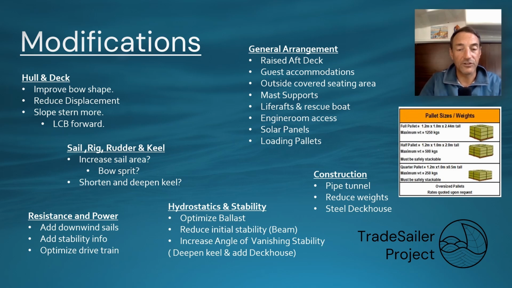Then we've got hydrostatics and stability. I want to optimize the ballast situation, so reduce the amount of ballast we need, especially in the lighter load conditions. This will also help the boat to go a bit faster when lightly loaded. Reduce initial stability, so reduce the beam. Actually, should have put it with hull and deck. And increase the angle of vanishing stability, like I said, by deepening the keel and adding the deck house to the buoyant volume. And that was it for the modifications.